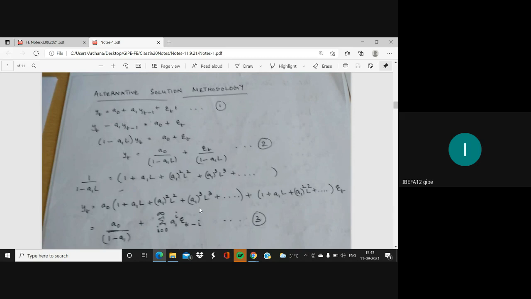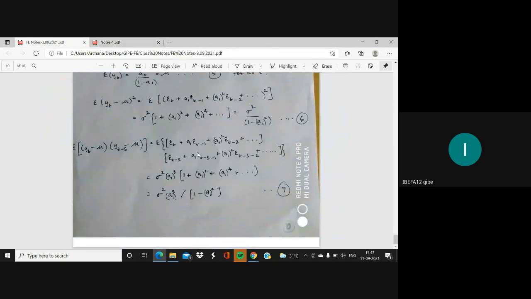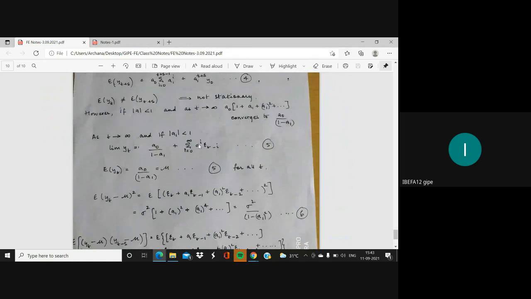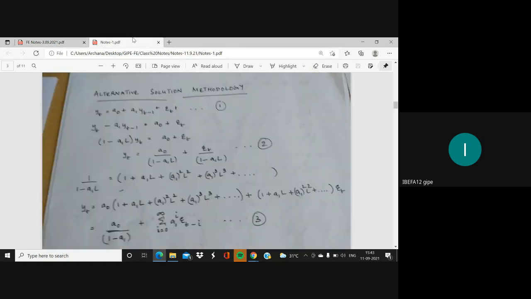Go back to your notes from the previous class. Let me show you if it's there. This was the solution to the difference equation. That same thing I'm showing you here. If you're using that iterative method without lag operators, you're coming up with this. Basically here a1 is some constant, that is our assumption. So if you apply the rules of lag operators, the lag of a constant is that constant itself. Okay, ma'am, got it.